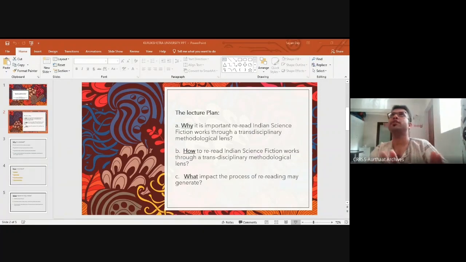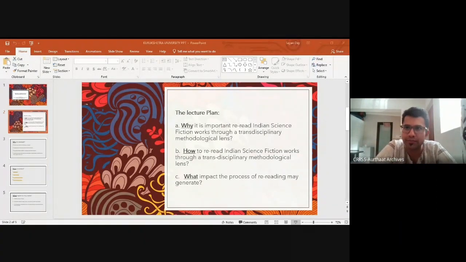So, coming to the first question, why it is important to reread. As we have been talking about this aspect since morning, it is a very important aspect to engage with: whether science fiction in general, or Indian science fiction in particular, should be read just within the discipline of English literature, or should also be understood in intersection with various paradigms of knowledge.